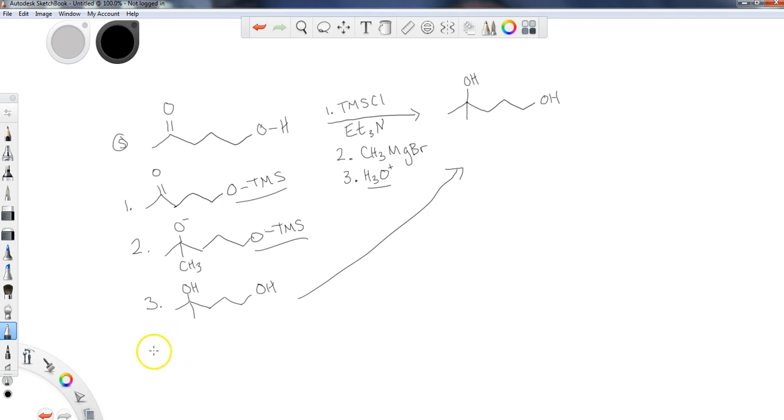So I hope that this is clear and shines a little bit of light on protecting functional groups. This is probably your first exposure to it if you're following along with the series.